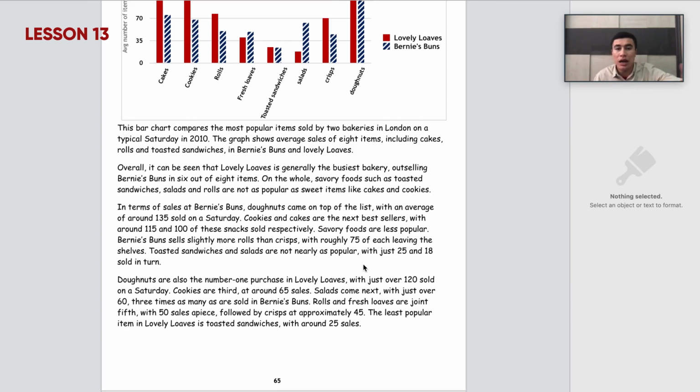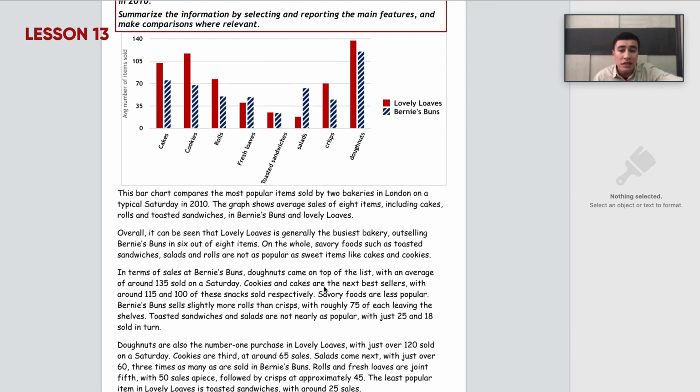And of course, I hope you already got the point how these paragraphs have been divided. So the first paragraph is all about Bernie's Buns, and the second one is about Lovely Loaves. This is the logical division of these paragraphs. So I hope you will analyze this essay carefully, and this is a very nice essay.